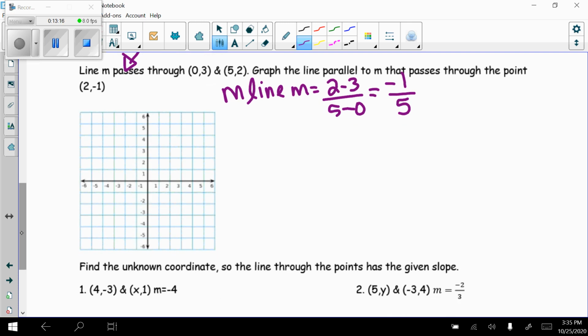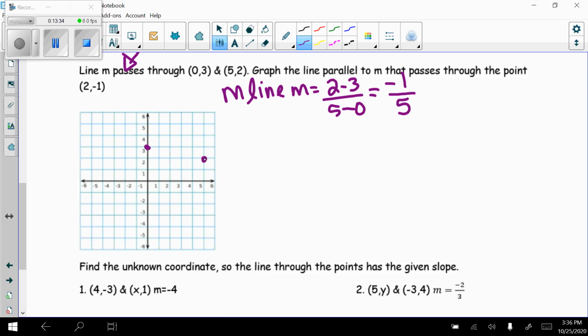So I know that it passes through the point (0, 3). I need a starting point, so I'm just going to plot that point (0, 3). So I don't go over any on the x-axis. I go up to positive 3 on the y-axis. That's my starting point. My slope now is negative 1/5, so I go down 1 and right 5.